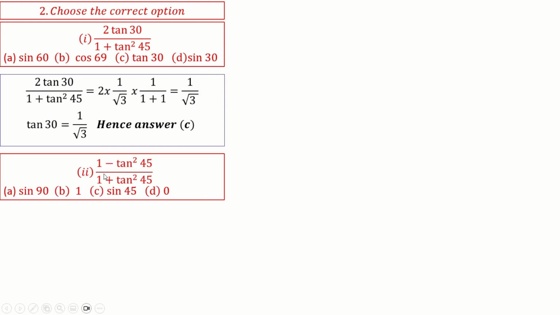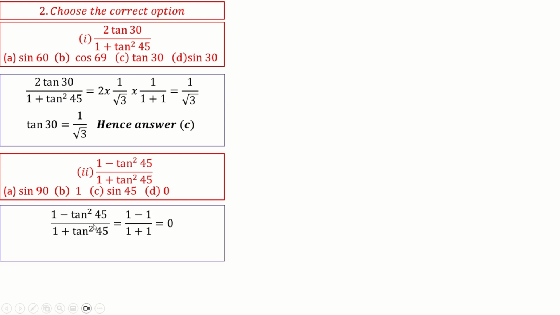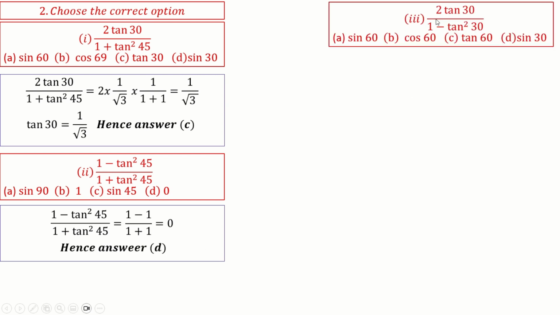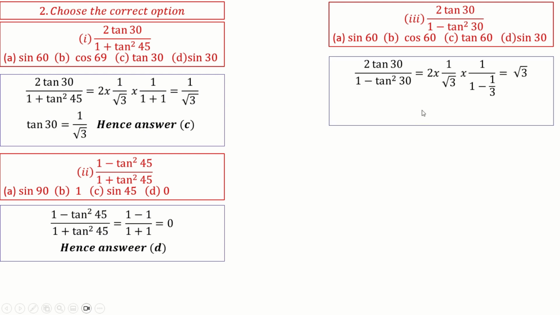1 minus tan square 45 divided by 1 plus tan square 45. Okay. So tan square 45 is 1, we know. So the value is 0. So D is the answer. Next, 2 tan 30 divided by 1 minus tan square 30. Okay. So substitute the values, you'll get root 3. Root 3 is nothing but tan 60. Right? Yeah. Next.